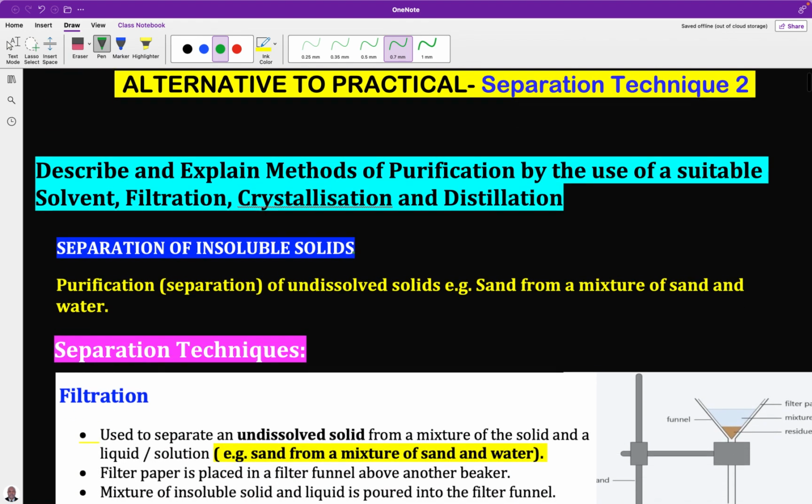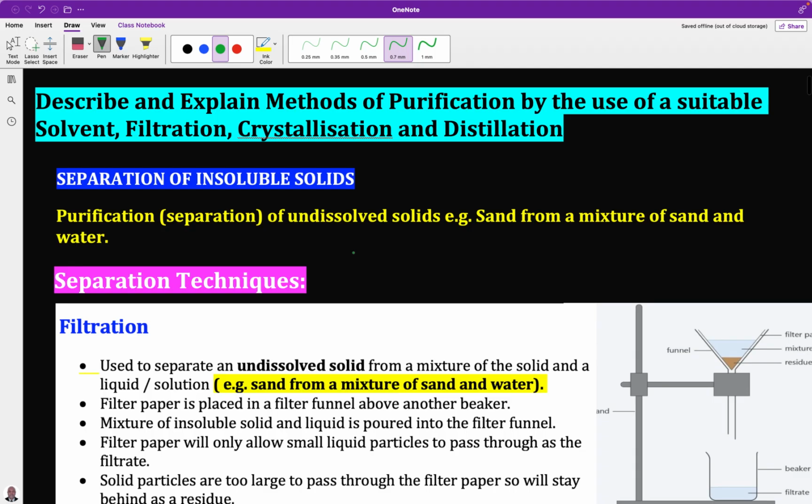Now, starting fully, we are asked, describe and explain the method of purification by the use of a suitable solvent, filtration, crystallization, and distillation. You know very well, as I said, there are many methods of purification. We are starting with separation of insoluble solids. How you can separate insoluble solids.